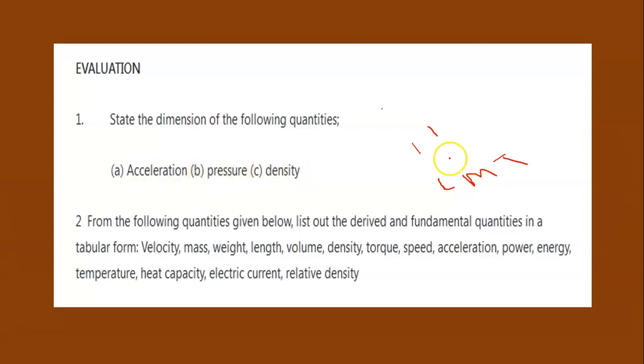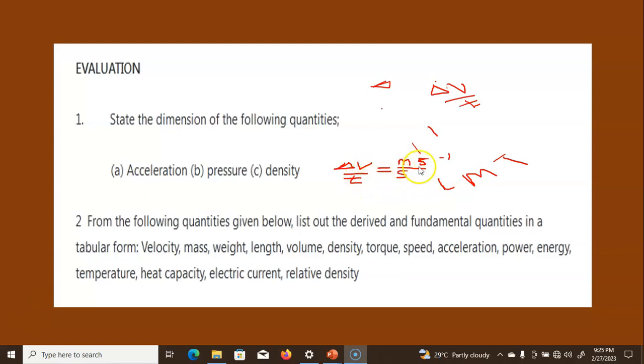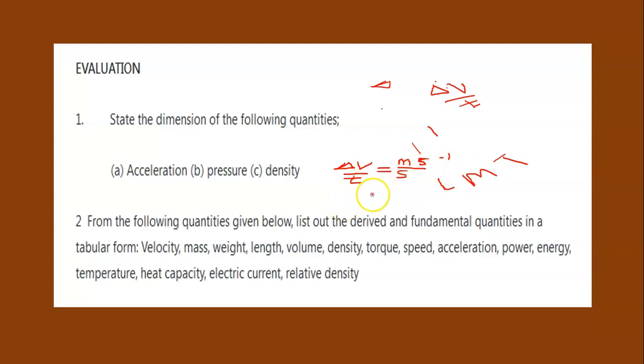Let's use that to get the dimension for acceleration. Acceleration is actually change in velocity with respect to time. So acceleration is change in velocity over time, which is equal to meters per second over seconds. Meters is L, per seconds is T minus 1, all over T. This will be L T minus 2. More details of this dimensional analysis have been uploaded on this channel, you can check it out. Also try that out for pressure and density.